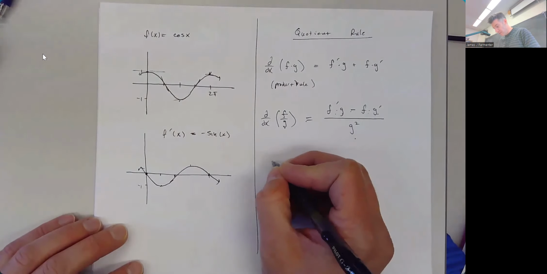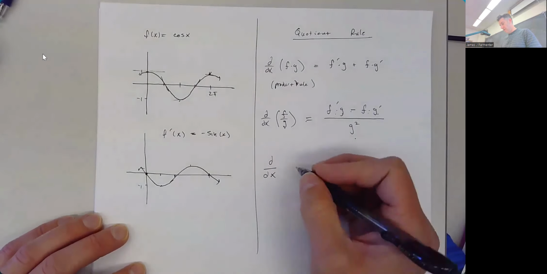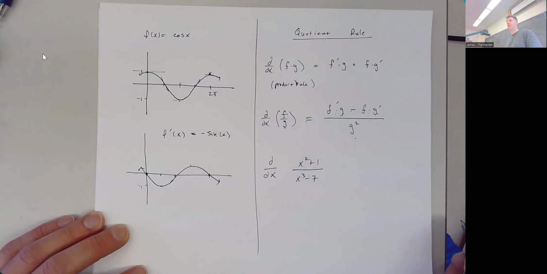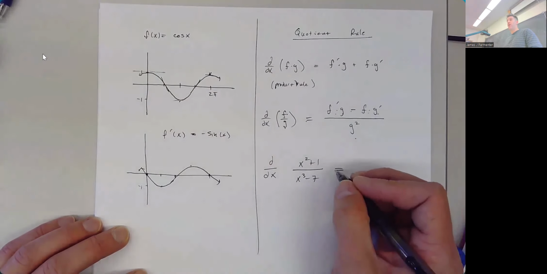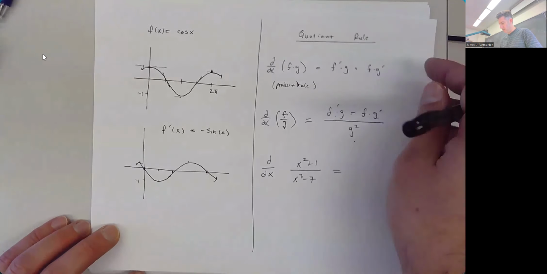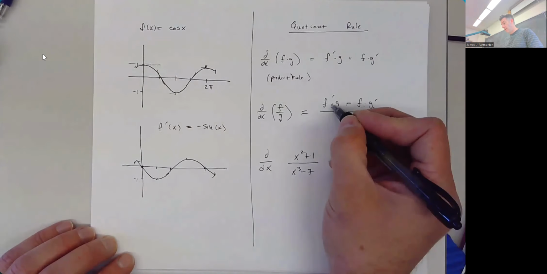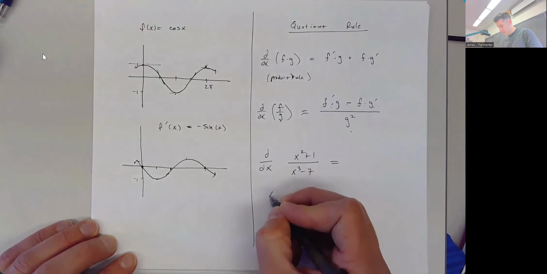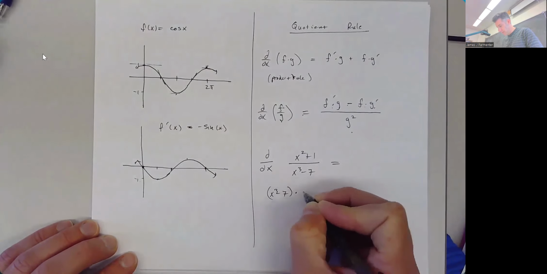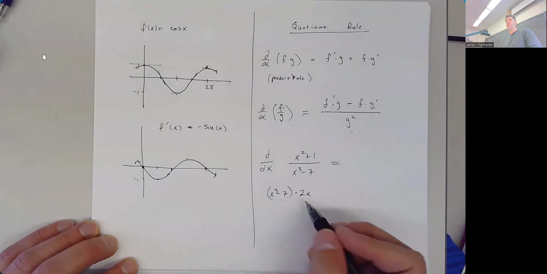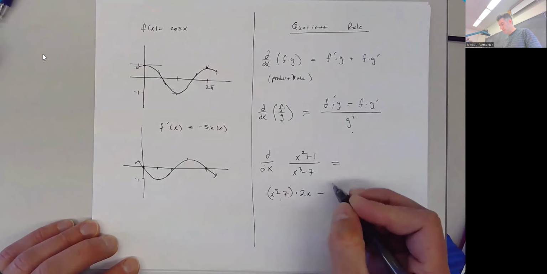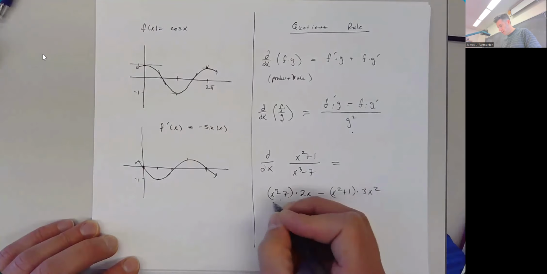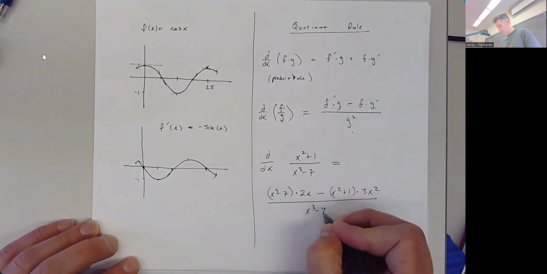So for example, if I want to find the derivative of, say, x squared plus 1 divided by x cubed minus 7, I'm just going to start off without really doing any work. I might do a little work, but I might not. I might just say, okay, it's going to be, now I'm going to write this slightly out of order. I'm not going to write f prime times g because it's just not the way I say it. I'm going to write g times f prime, the bottom times the derivative of the top, minus the top times the derivative of the bottom, all divided by the bottom squared.